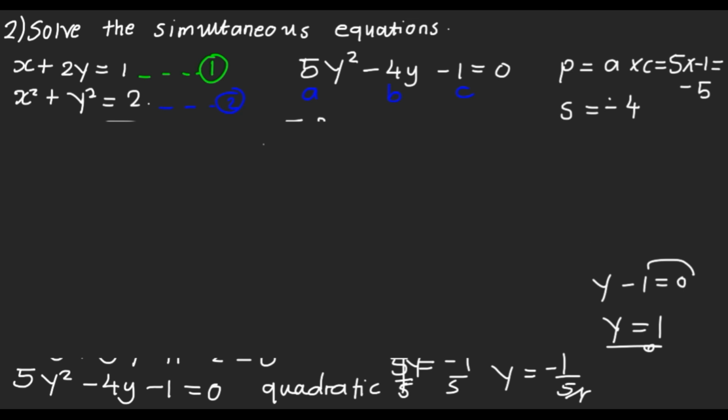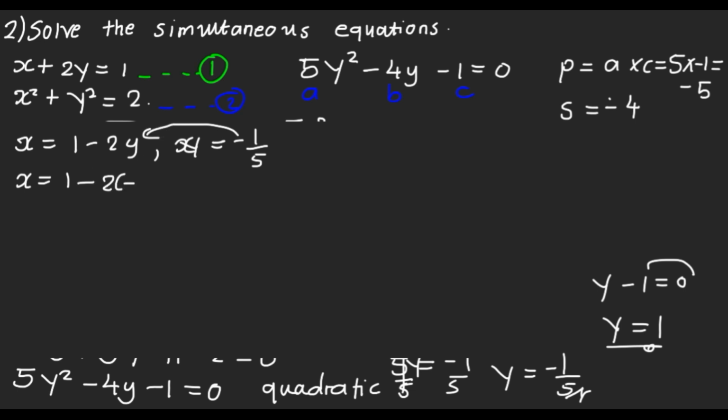Right, so to find the value of x, I'm going to use the same equation that we made x the subject of the formula. So this time, let's find the x when y is equal to negative 1 over 5. So where there is y, I'm going to substitute with this. So negative 2 times negative 1 will give us positive 2 over 5.